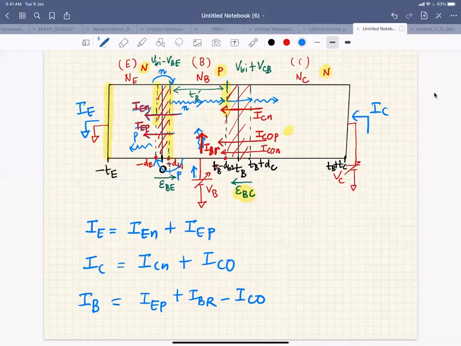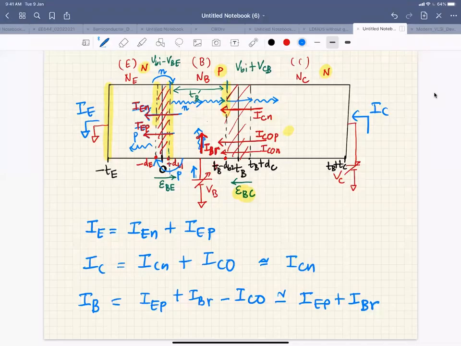So basically your ICO is very low. So we could write this as ICN approximately equal to IP plus IBR, the recombination current.